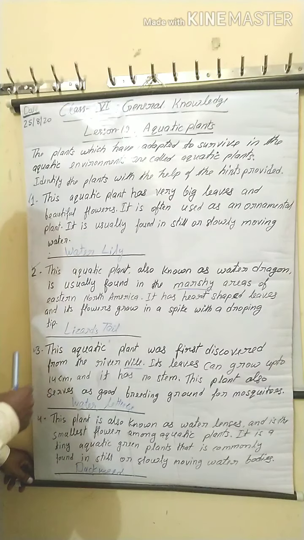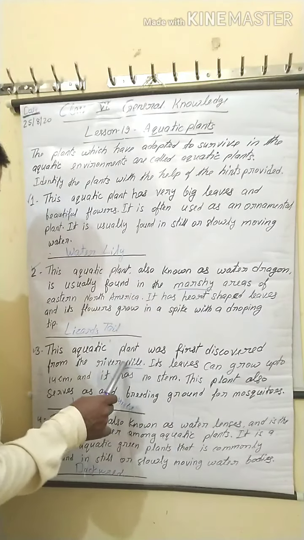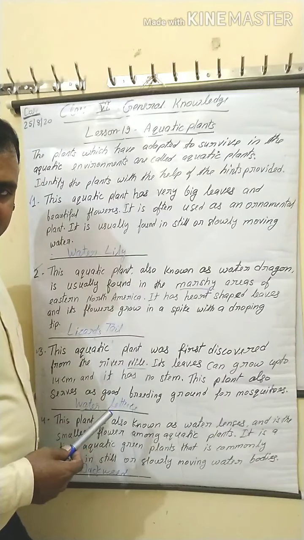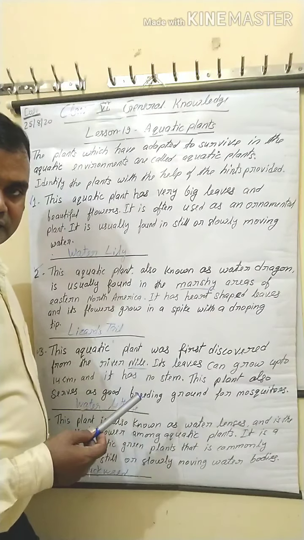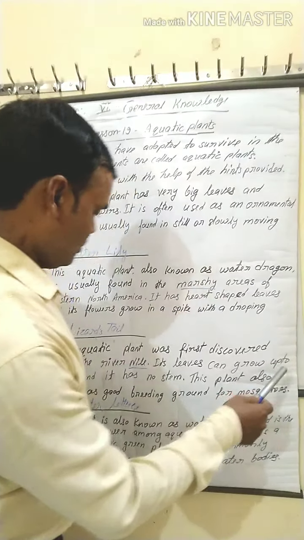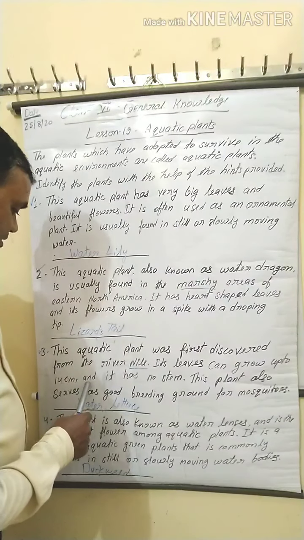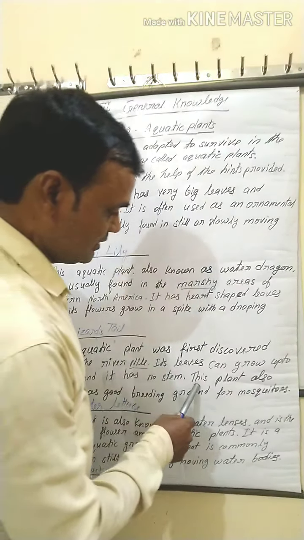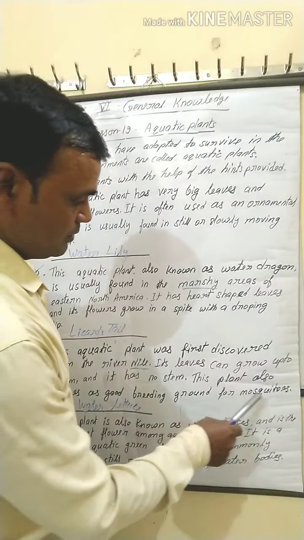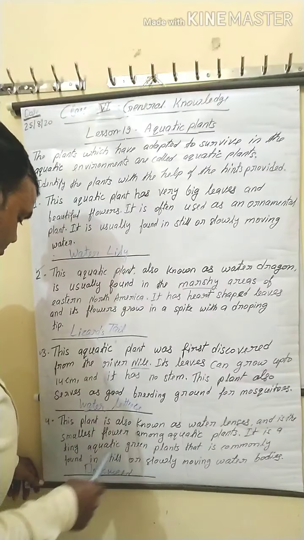Third number: this aquatic plant was first discovered from the river Nile, and the river Nile flows in the African continent. Most of the African countries are covered by the Nile. Its leaves can grow up to 14 centimeters, and it has no stem. This plant also serves as a good breeding ground for mosquitoes, and the answer is water lettuce.